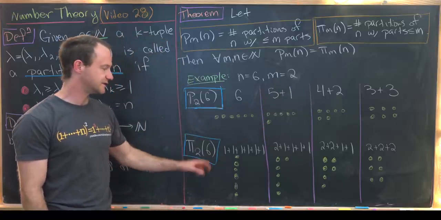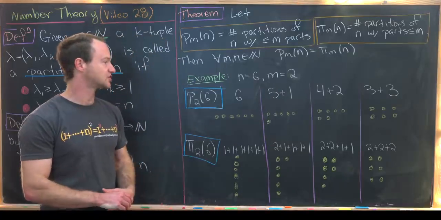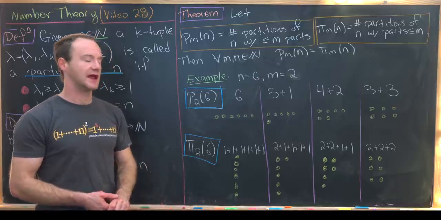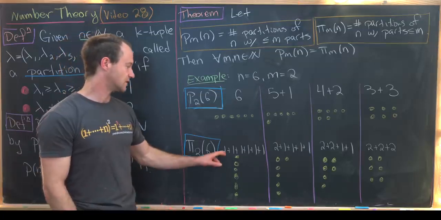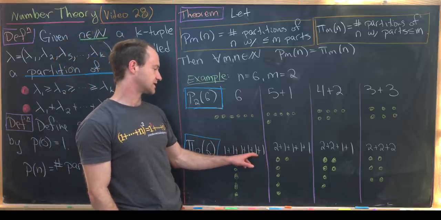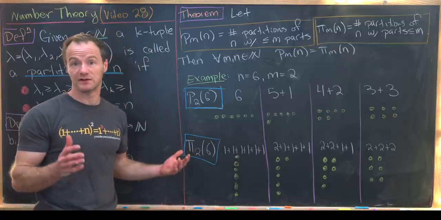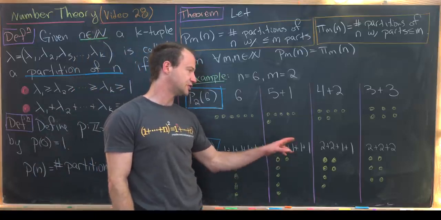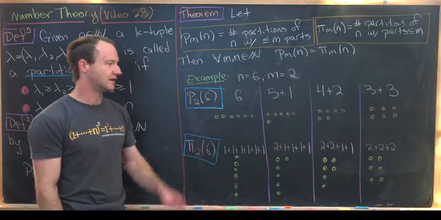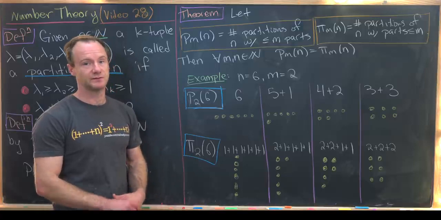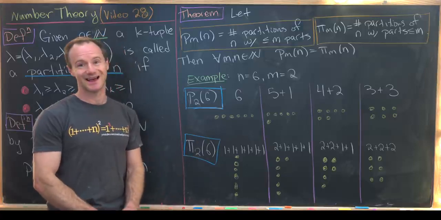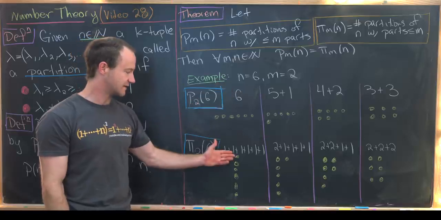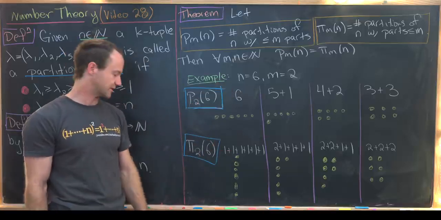Okay, then pi_2(6) will be counting the number of partitions of 6 where we're only allowed to use the numbers 1 and 2. So notice 1 plus 1 plus 1 plus 1 plus 1 plus 1 is maybe one of the simplest ones to think of. And then you have 2 with a bunch of 1s, 2 plus 2 plus 1 plus 1, and then finally 2 plus 2 plus 2. Those are all our partitions in that case. So as you can see, we have 4 partitions of this class and 4 of this class, and 4 is equal to 4, so we're good to go.